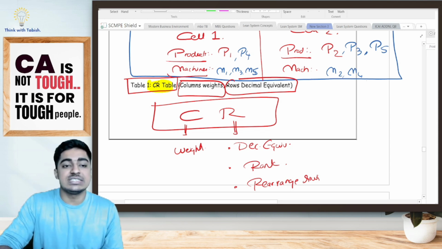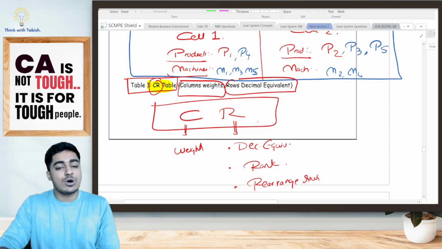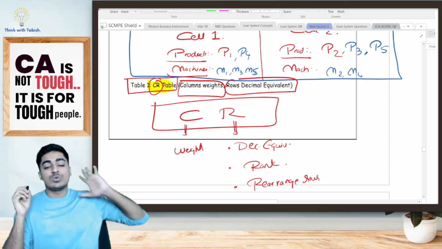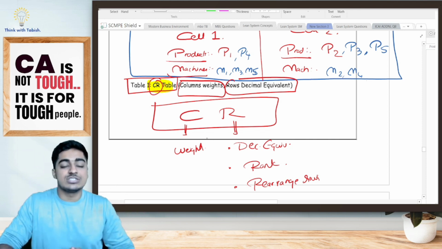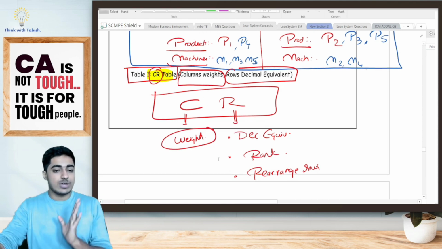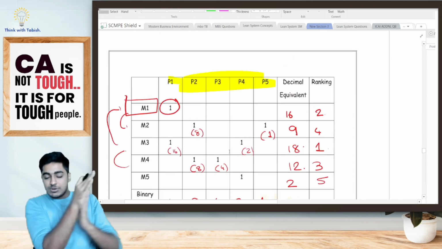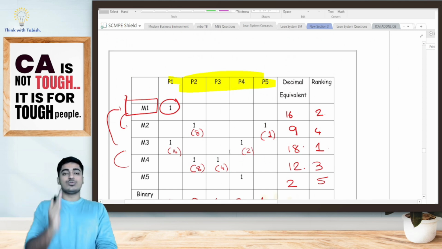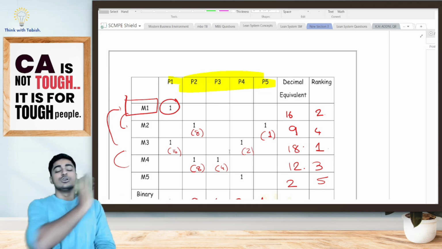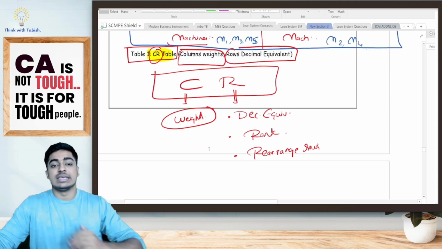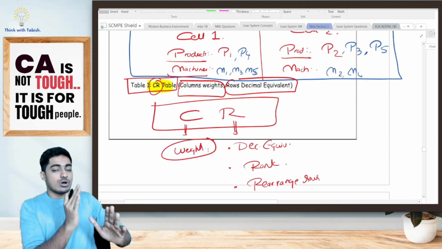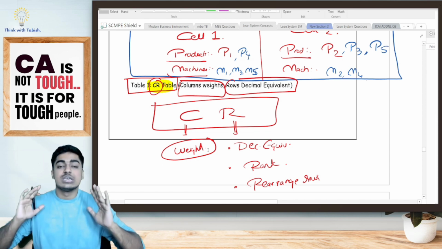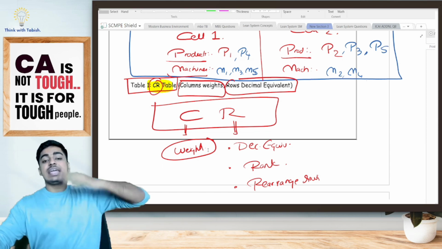What does this CR tell? C stands for column, R stands for row. First, what we need to do, we need to give weights to our columns. Step number 1. So I have given weight to my column. From the end, I have started giving binary weights: 1, 2, 4, 8, 16, 32, 64, so on and so forth. Done. Columns' duty is over. Next, for rows, based on the weights given, calculate your decimal equivalent.